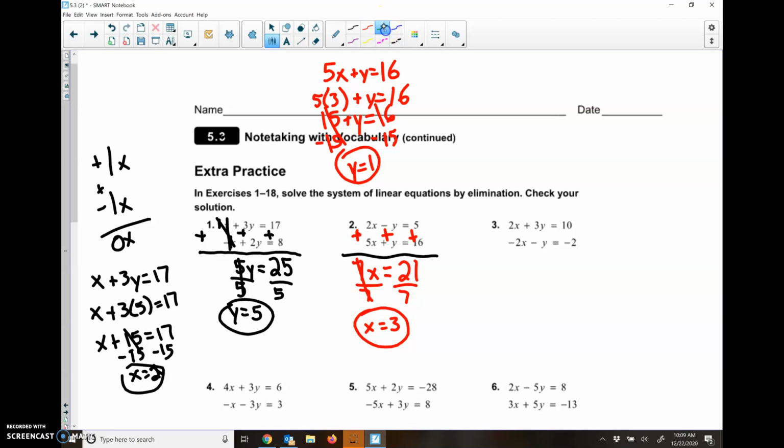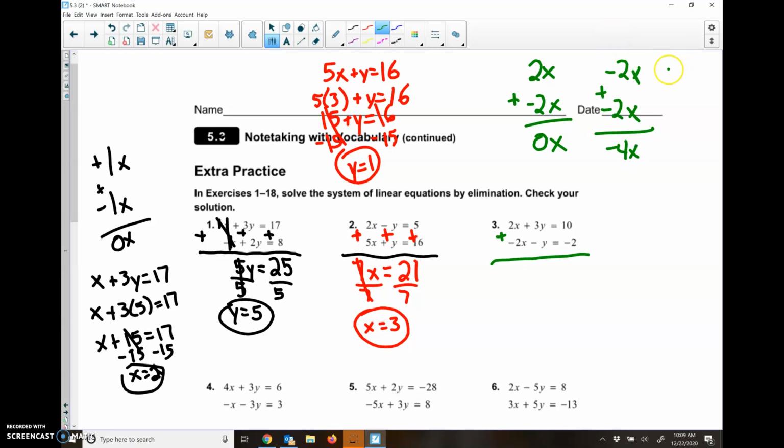Okay, let's do number 3, because now this one isn't a 1x and a 1x like the other one was. Now here I have a positive 2x and a negative 2x, a positive 3y and a negative 2y. So again, I'm going to add this together, because positive 2x plus a negative 2x gives me a 0x, which is what we want. You kind of got to be careful on some of these problems if you have like a negative 2x and a negative 2x, because if we add those together, well, then we get a negative 4x, which is not eliminating anything.